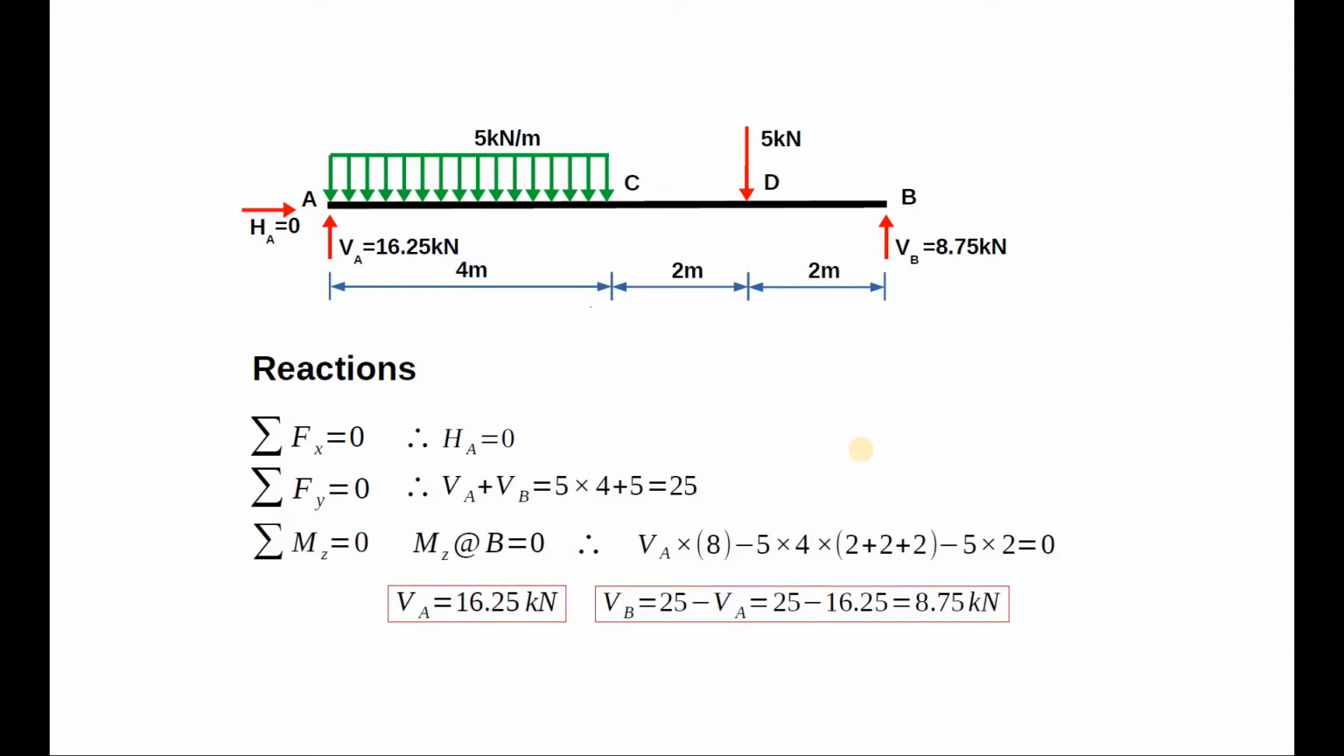If we had to write the equilibrium equation in the horizontal direction, we could have written something like HA plus or minus any external forces equal to 0. In the absence of any external forces, HA is not triggered at all, hence HA is 0.